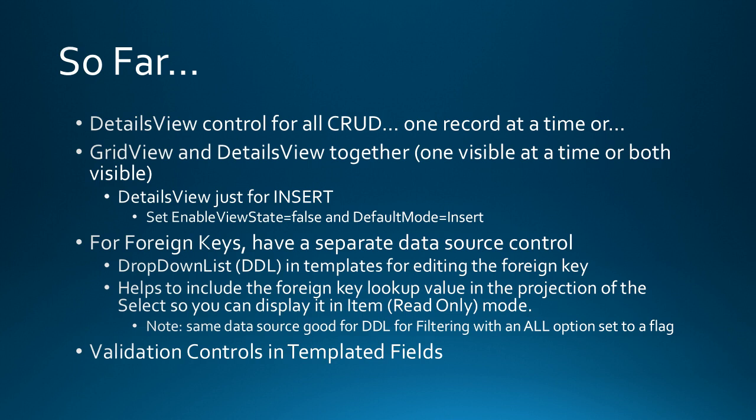That helps. It also helps if we include the foreign key lookup value in our projection, in the select. That way in item mode or read-only mode we can show the name, in our case the league name, right? We're just looking at the data in the grid view, for example. Just a note there, the same data source is also good for drop-down lists for filtering by the foreign key. So it's another chance where we can reuse the same element on the page for more than one purpose. And then we got around to validation controls in templated fields, right? I could go back and we could look at all the code we did, but I don't think I'm going to take time because we've got a lot to cover, and you have the videos from last week you can go over anyway. So far so good, right?